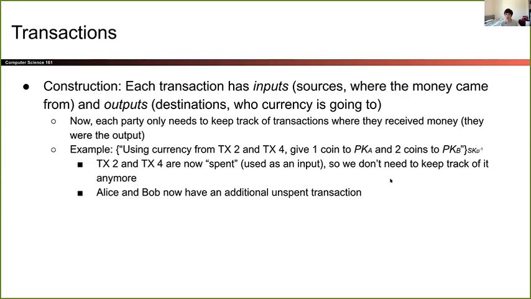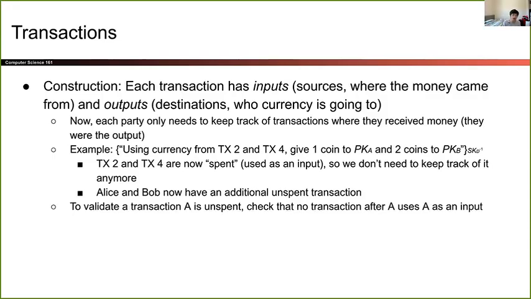This new transaction here gives coins to Alice and gives coins to Bob. So now Bob can make a note on his computer that I received money in this transaction, and I can use that to pay someone in a future transaction. So in order to validate that a transaction is unspent, we have to make sure that no transaction after A uses that transaction A as an input.